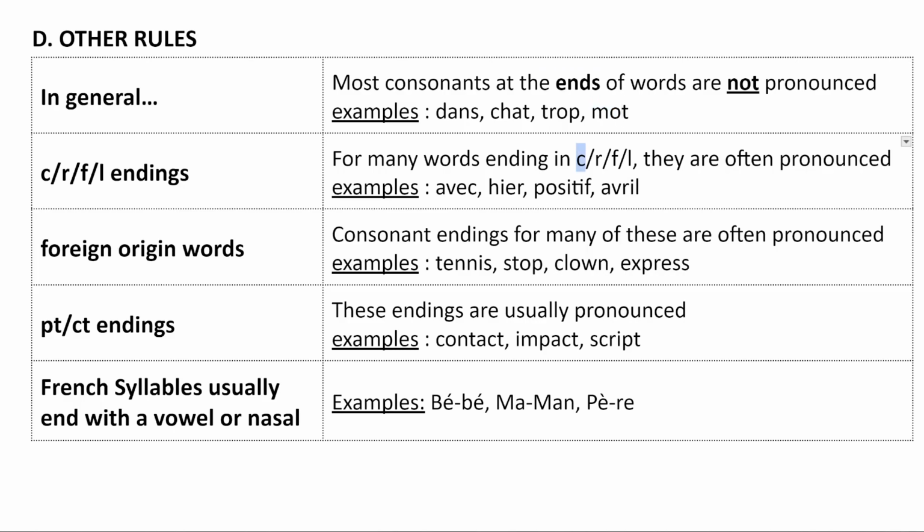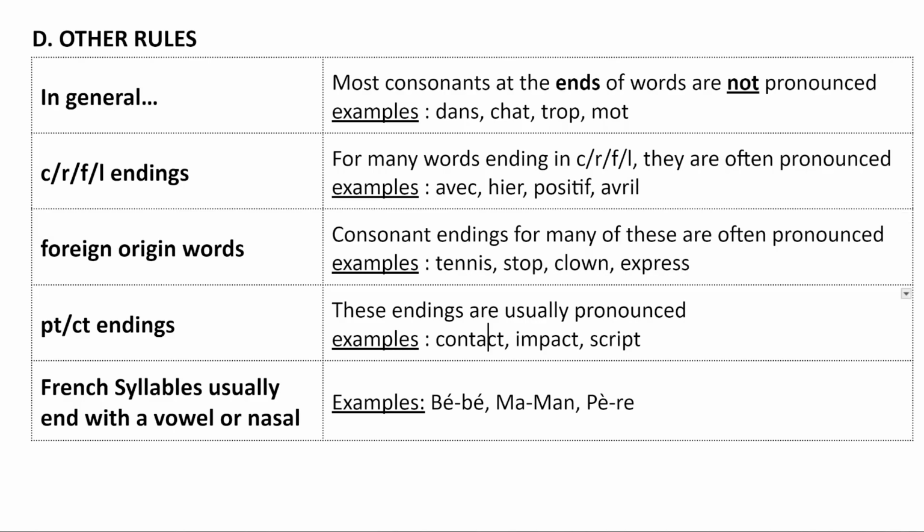If words end with C, R, F, or L, for the most part, they are pronounced. So, avec, hier, positif, avril. For words that originate from other languages, most of these consonants are pronounced, just with a French accent for the most part. So tennis would become tennis, stop would become stop, clown will become clown, and express will become express, just with a French accent.